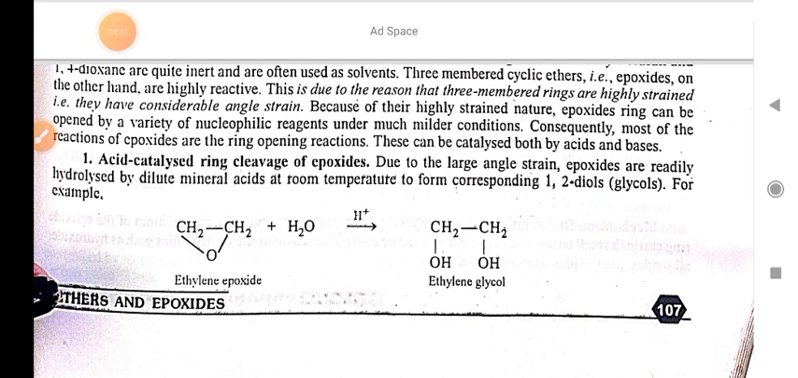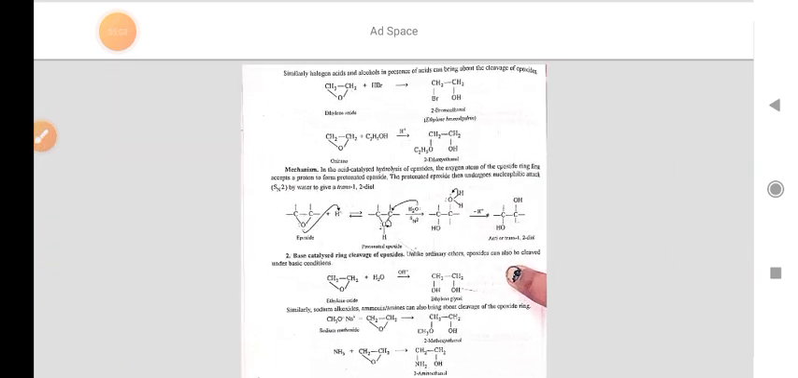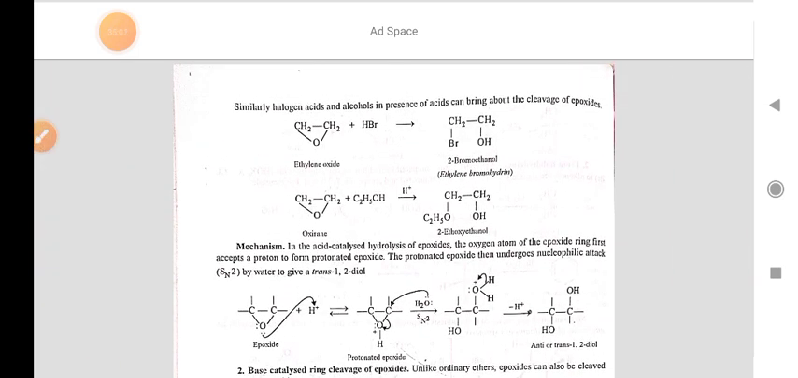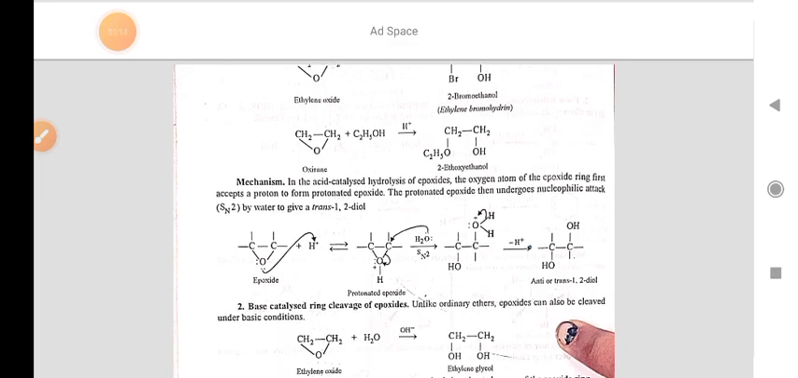This can be catalyzed both by acids and bases. For example, acid catalyzed ring cleavage of epoxides. Due to the large angle strain, epoxides are readily hydrolyzed by dilute mineral acids at room temperature to form the corresponding 1,2-diols. For example, ethylene epoxide plus water gives ethylene glycol. Similarly, halogen acids and alcohols in the presence of acids can bring about the cleavage of epoxides. So ethylene oxide plus HBr gives 2-bromoethanol.